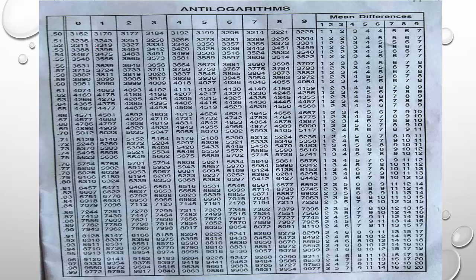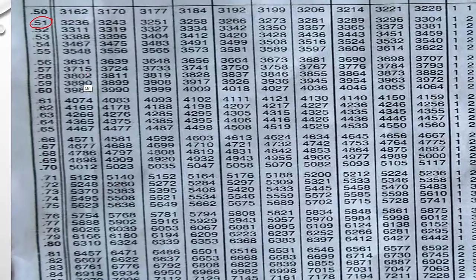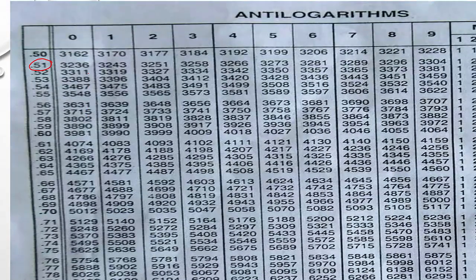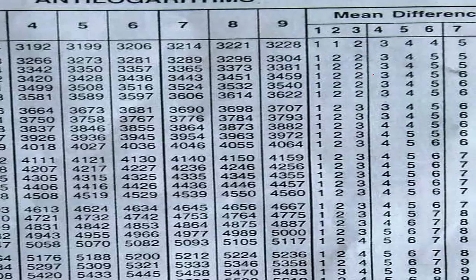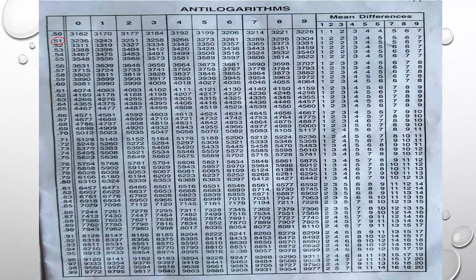0.51 at 9. Here is 0.51. Can you see this number in the log table? Here you can see the number 0.51. We have to observe in the difference column at 9. Here is the number 3304. See here, the number we got is 3304.